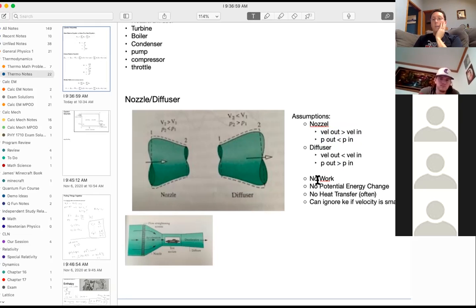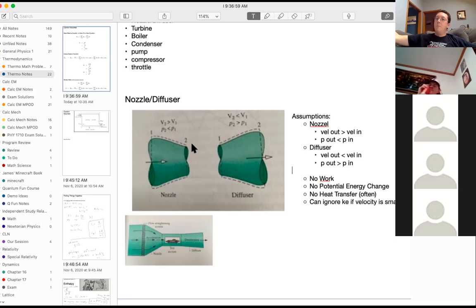Similarly, if you have no work and you have no potential energy change, if there are no fan blades, nothing moving, you're not extracting work during this device. So there's no work or power delivered or anything like that. These things typically are small. And even if they're not, they might be in a room, but you need changes in heights of hundreds of meters to make potential energy typically very important. So don't worry about potential energy.